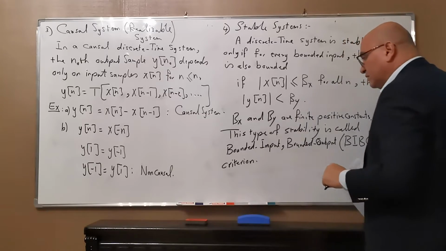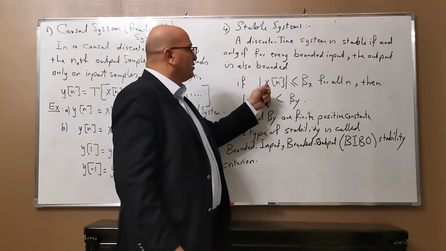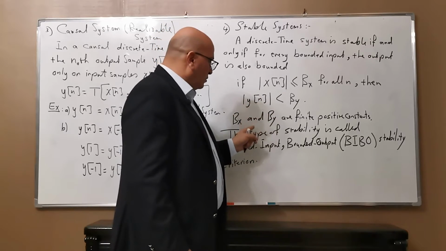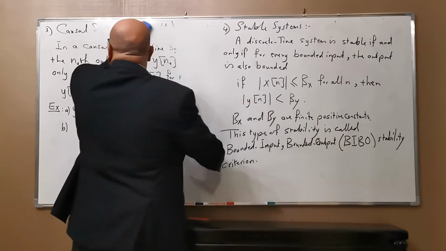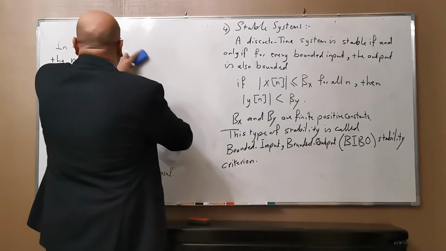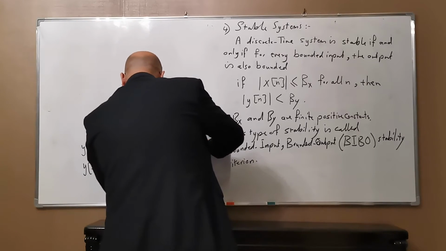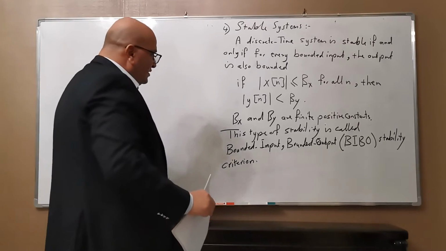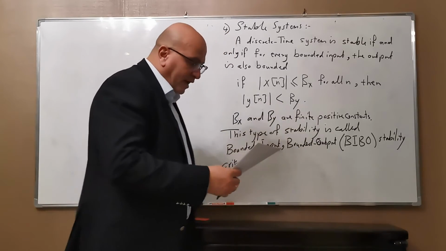This is called the BIBO stability criterion, which means that if you guarantee that x is bounded, then y will be bounded if it is BIBO stable. So you first have to make sure that x is bounded. If you get, for every bounded input, that y is also bounded, then the system is stable. If you have a bounded input but the output grows unboundedly, then the system is unstable.